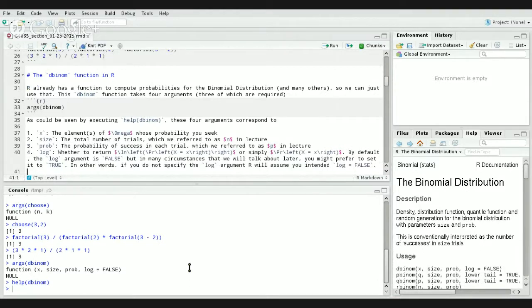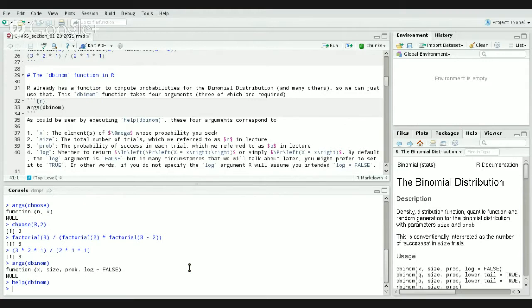size, which is the total number of independent trials, which is what we referred to as n last week in lecture, prob, which is the probability of success in each independent trial, which we referred to as p in lecture, and log, which is an argument that defaults to false. However, if you explicitly set it to true when you call the d-binom function, it will return the logarithm of the probability that the random variable is equal to x rather than the probability itself.